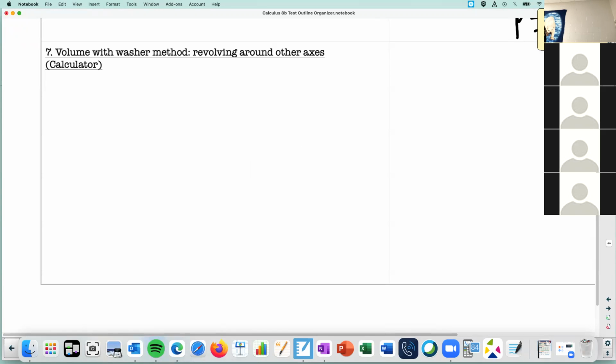Okay, what formula do you use for the washer method on 7? For the washer method, number 7, or on other axes, it's just going to be the same thing.